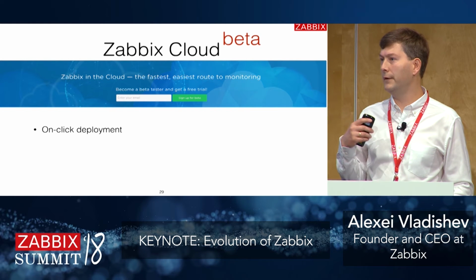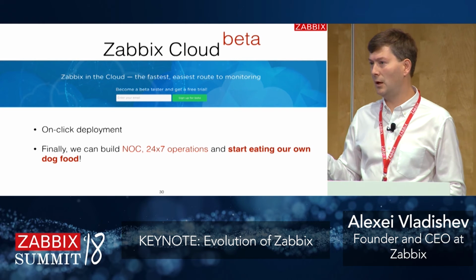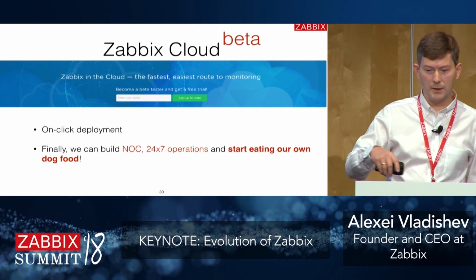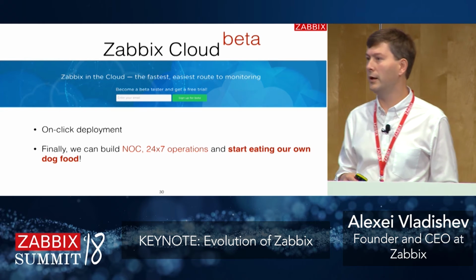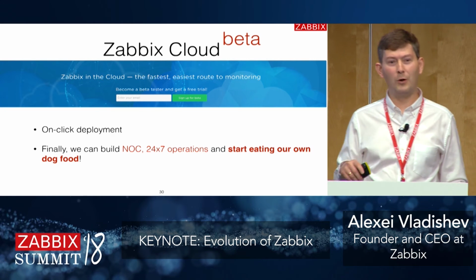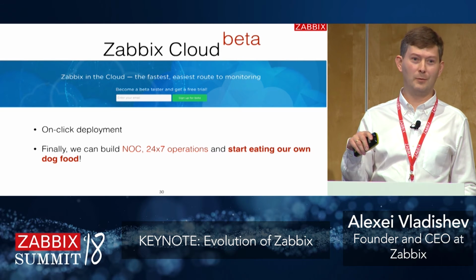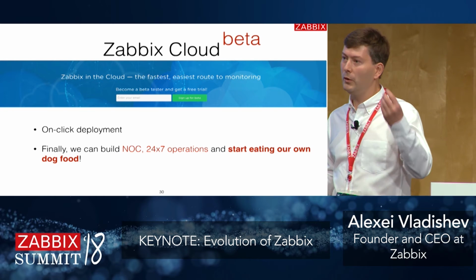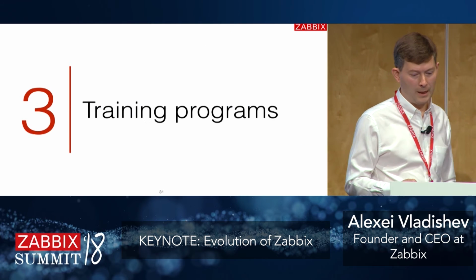But for me, I think what is really important about Zabbix Cloud is that having a kind of big infrastructure to take care of will give us, Zabbix as a company, a NOC. It will force us to have 24/7 operations. And finally, we can start eating our own dog food. We'll start using our own product, because sometimes we have a little bit of difficulty understanding what the real user needs are. Now Zabbix becomes a user of our own product. So I'm really, really happy about it.